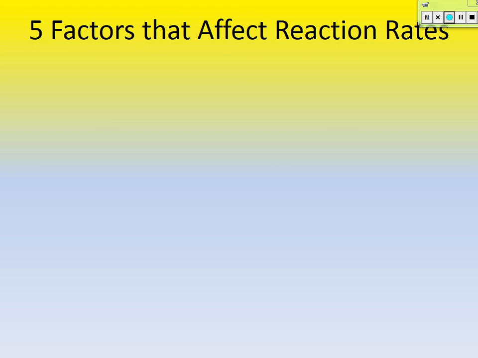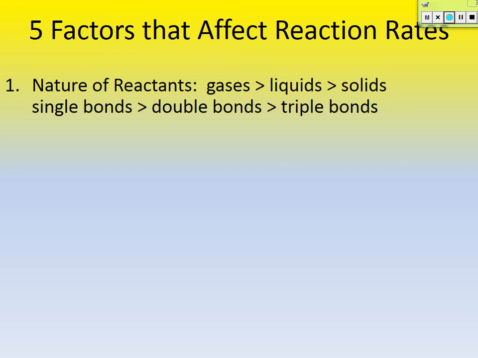Okay, I'm going to end with this concept today. We're going to talk about the 5 factors that will influence reaction rates. There's 5 things that chemists can do to either make your reaction go faster or slow it down. So let's talk about them. Number 1 is the nature of the reactants. What do I mean when I say the nature of the reactants? Yeah, it's kind of the properties of the reactants.